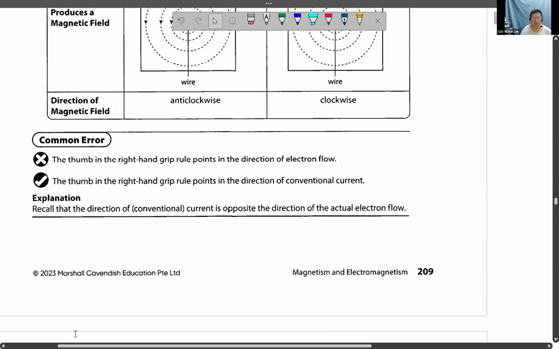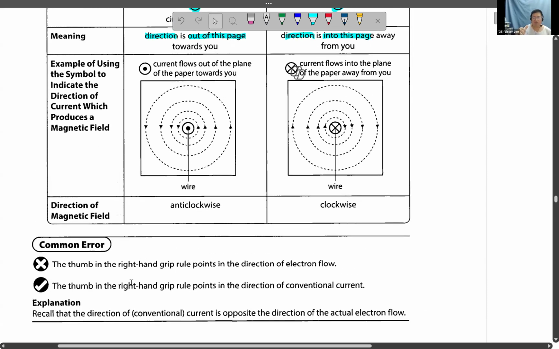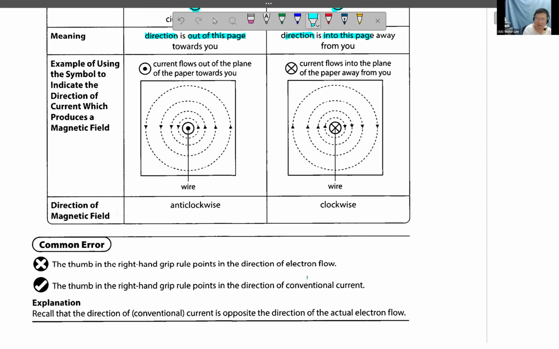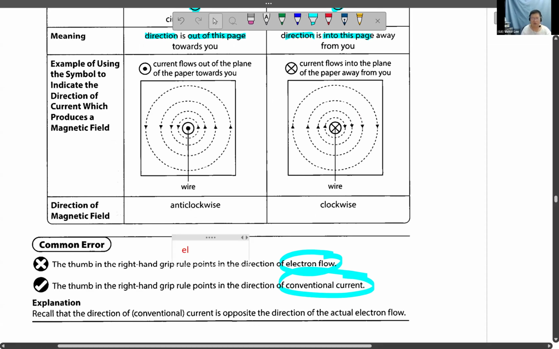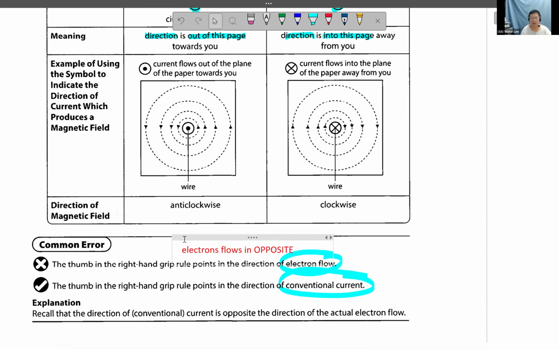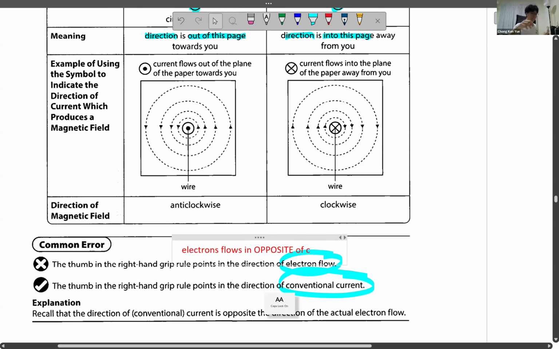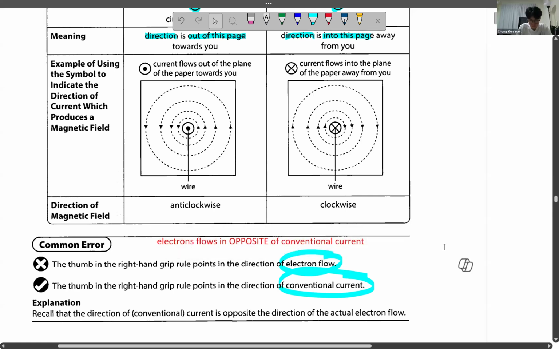So the thumb in the right hand grip rule points in the direction of conventional current. Yes, current flowing out. So this is the thumb, not the electron flow, because electron flow is opposite to conventional current. I repeat, electron flow and conventional current are opposite. Electrons flow in the opposite direction of conventional current. Okay? Yeah, that's it.